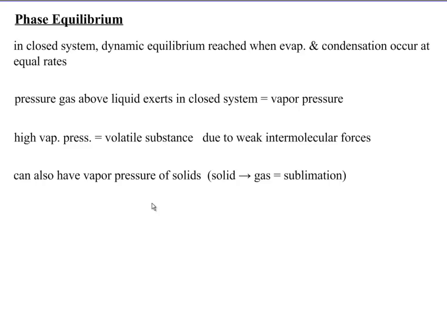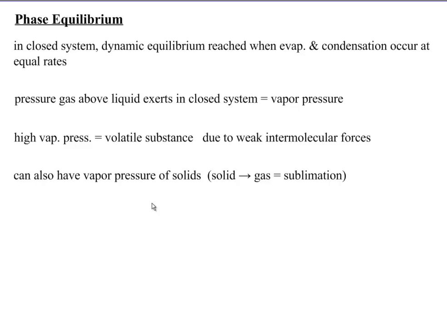The last part of this chapter, we're going to look at phase equilibrium. Equilibrium means that we have a balance between going from one phase to another and back. It doesn't mean we have the same number of particles in the liquid as we have in the solid, or the same number of particles we have in the gas as we do in the liquid. It means that the conversion from liquid to gas is happening at the same rate as the conversion from gas to liquid. We can only have an equilibrium in a closed system.